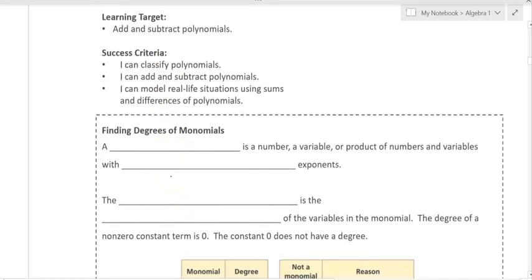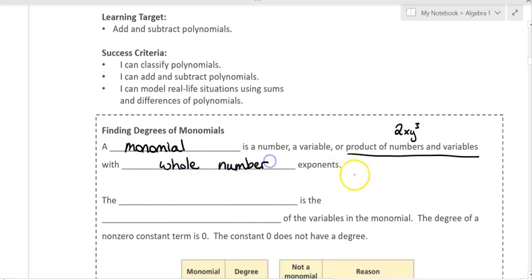Okay, so when we talk about a monomial, it is a number, a variable, or it can be a product of numbers and variables. So what that means is like 2xy to the third. Those are all multiplying. And then they have whole number exponents. So you cannot have something like x to the 3/4. That's not a whole number exponent. It exists and we'll learn about it in the future, but it's not a monomial.